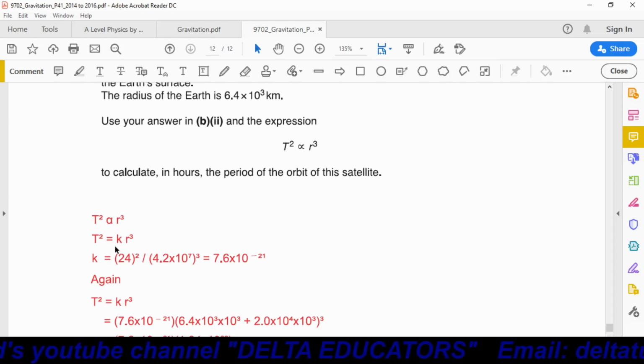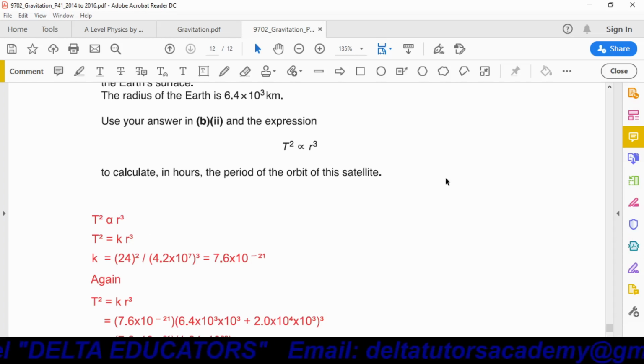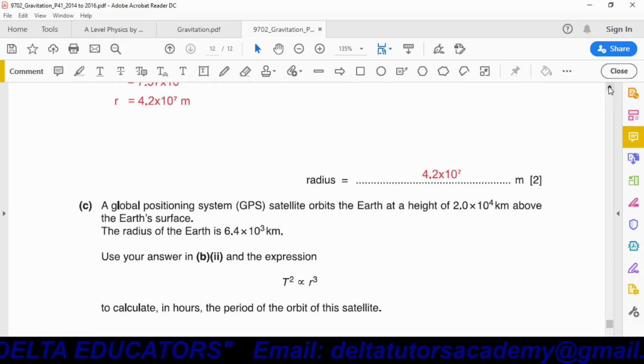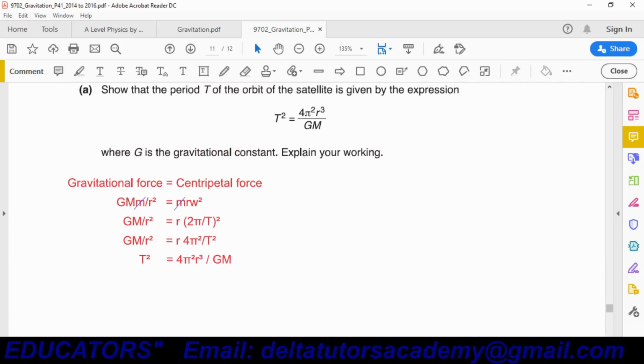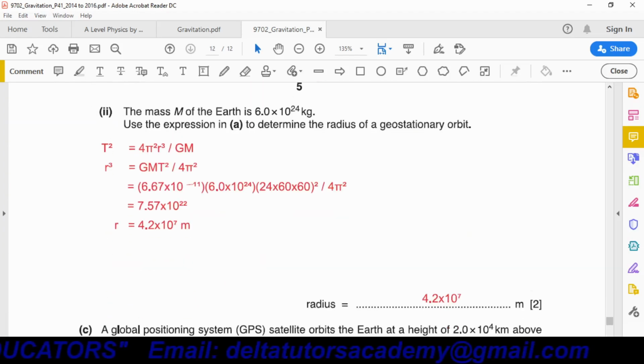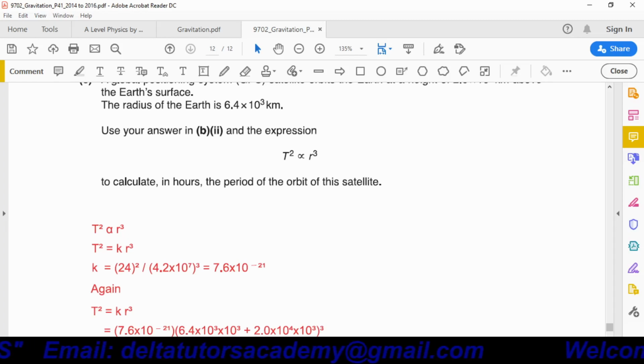How will we calculate this value? This t is the time period and this r is the distance between the satellite and the Earth. This r is the distance from the center of the Earth to the satellite. Now this time period we have not calculated, but we know that this time period is 24 hours, because the Earth makes one complete rotation in 24 hours. So the value of t is 24 hours.